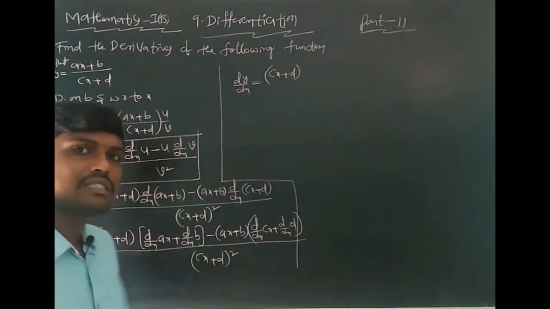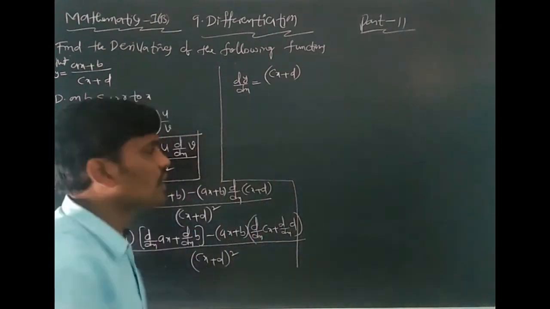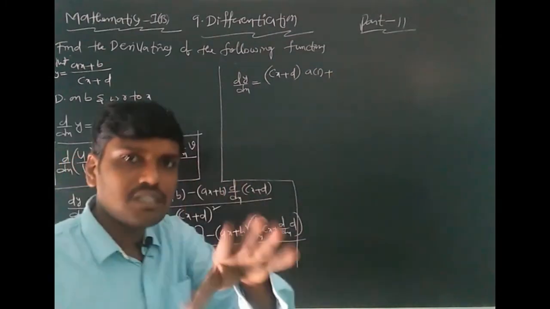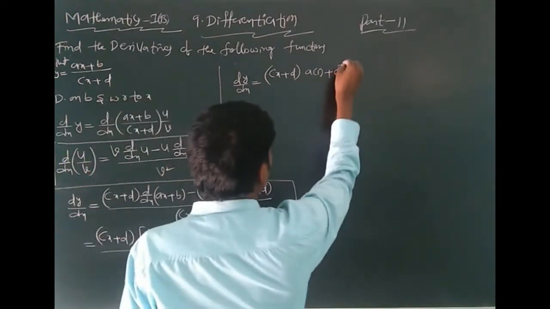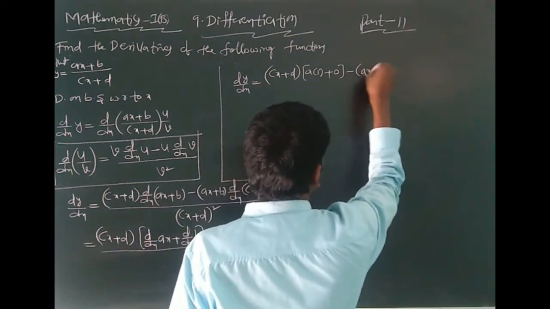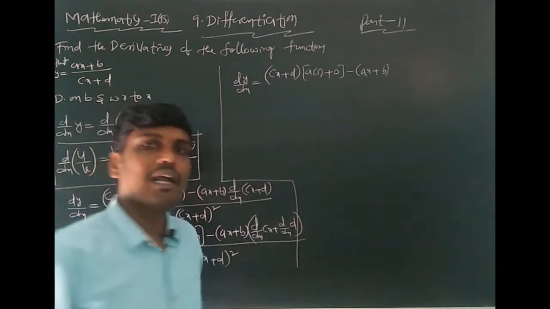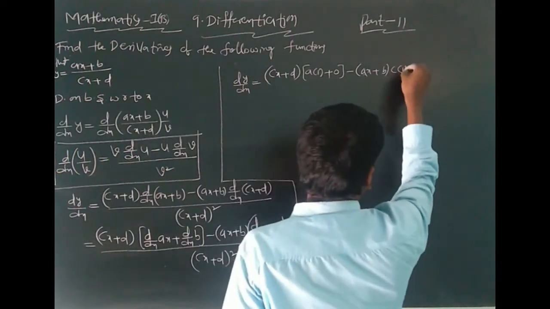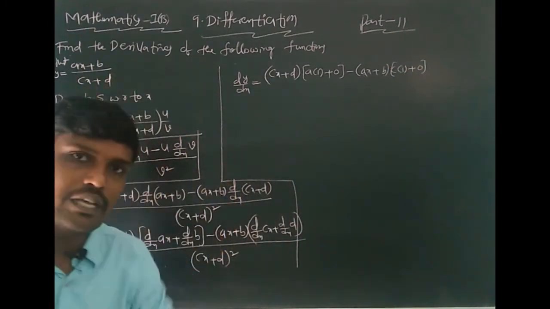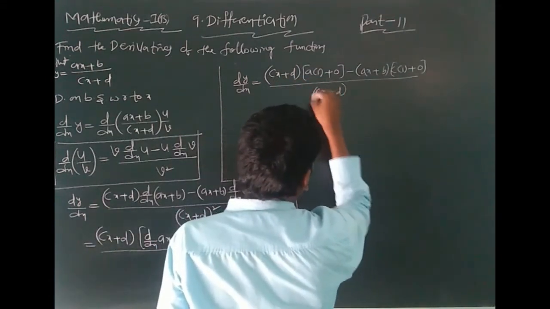Here, in the derivative of ax, a gets common and the derivative of x is 1: a into 1, plus the derivative of b. b is constant, and the derivative of a constant is 0. Minus (ax + b) into the derivative of cx: c gets common, the derivative of x is 1, plus the derivative of d. d is a constant, and the derivative of a constant is 0, all by (cx + d) whole square.